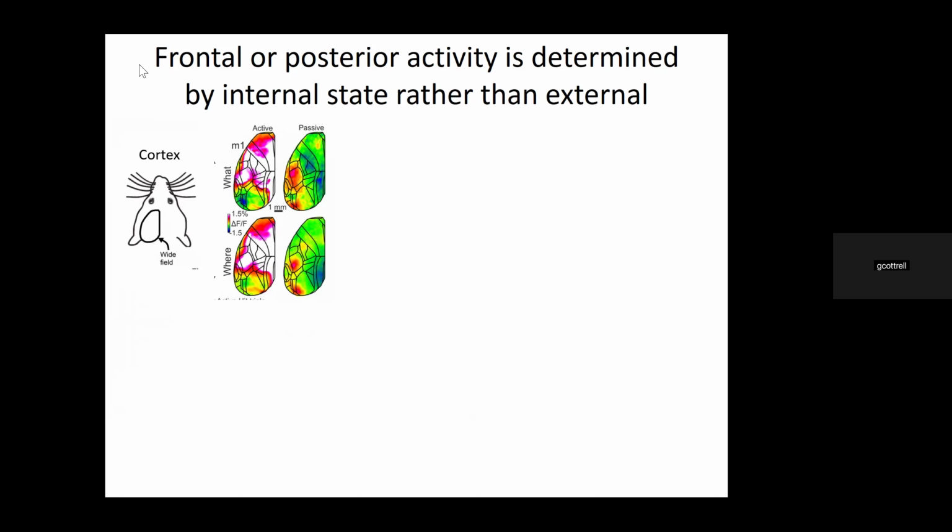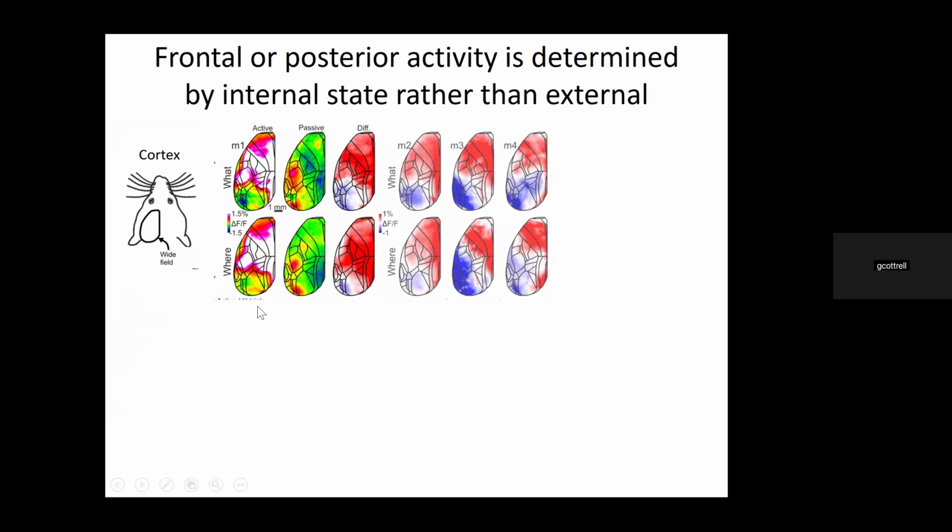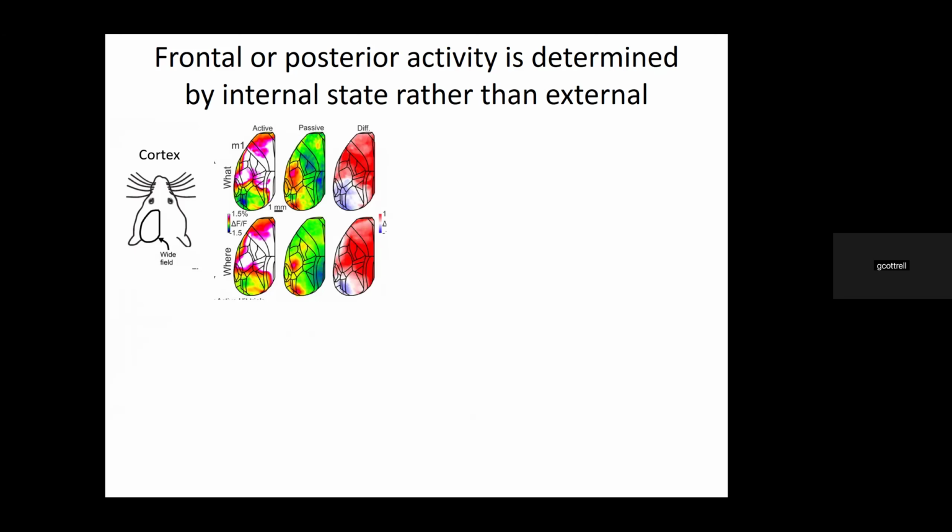so the activity maps for what and where, active, passive, and you can see the main differences between active state and passive state, regardless of the task. And just take the difference activation maps, active minus passive. You can see red, that's active bias, and blue, that's passive bias.